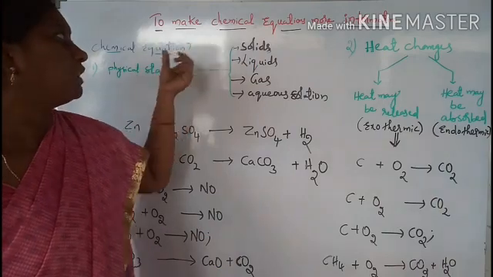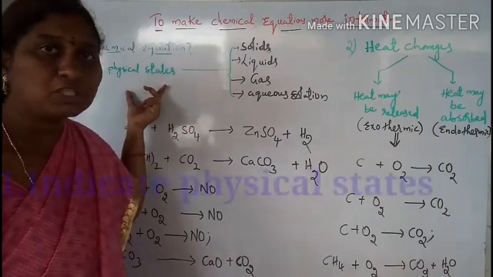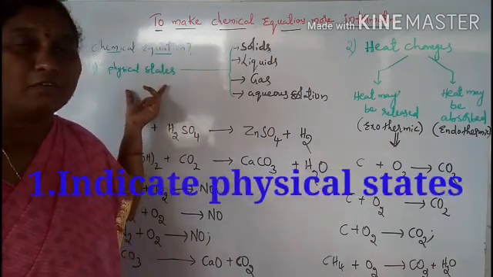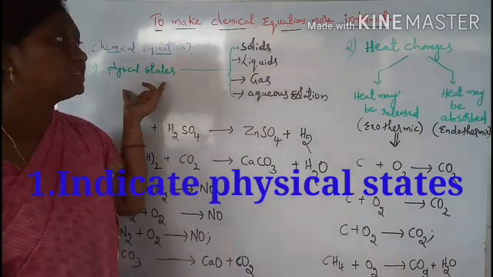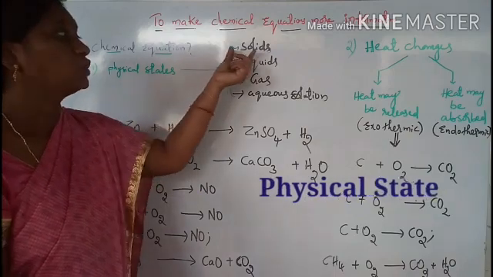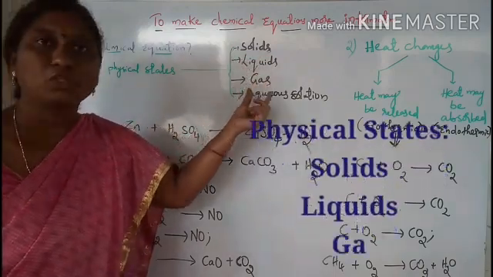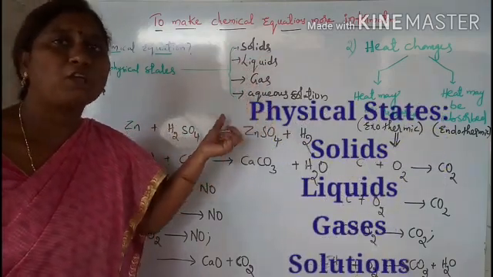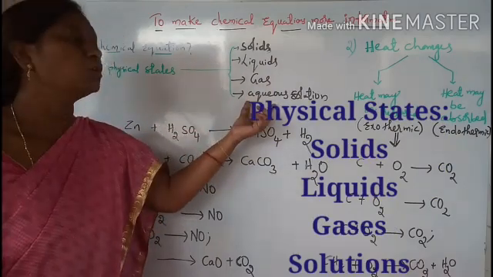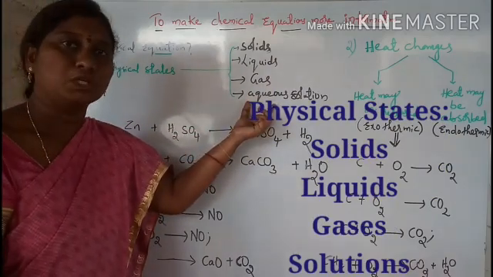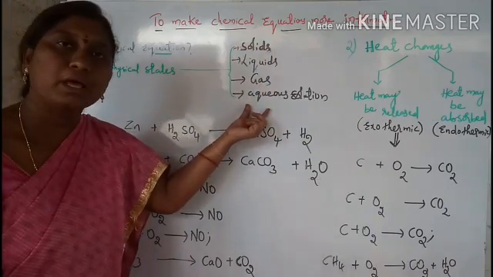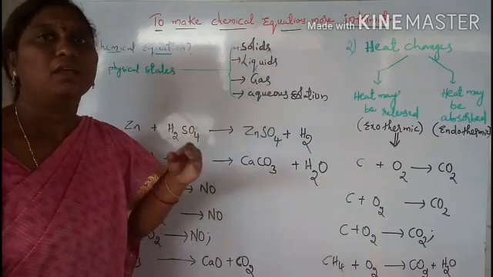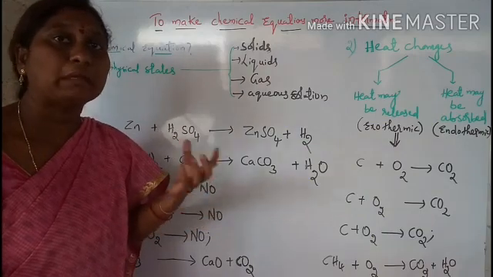In order to make the chemical equation more informative, first you have to indicate the physical states in the chemical equation. So what are the physical states? These are solids, liquids, or gases, or solution, solute plus solvent. If the solvent used is water, then those solutions are called aqueous solutions. These states of reactants and products are to be indicated in a chemical equation to make it more informative.